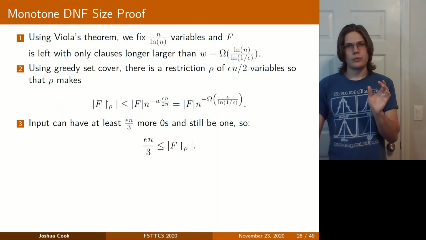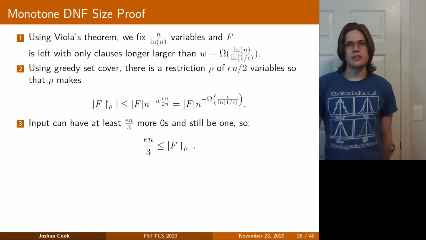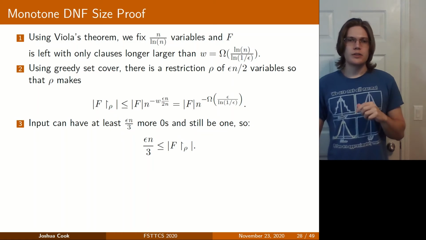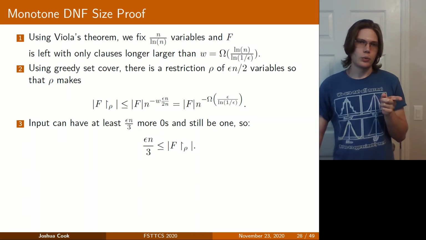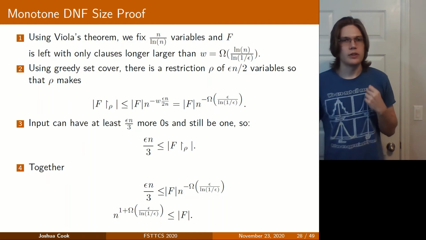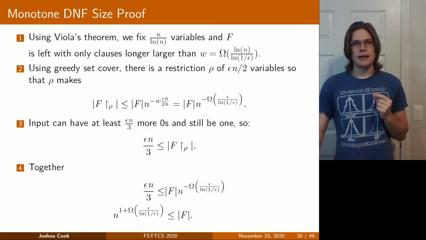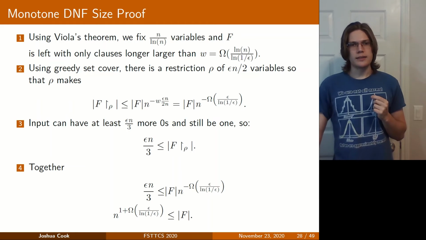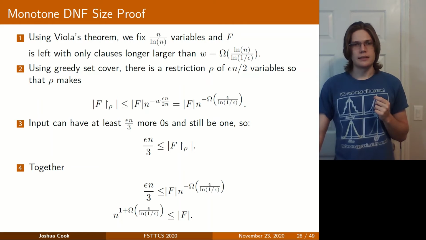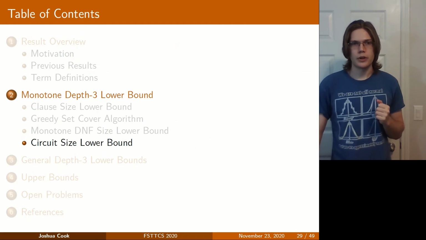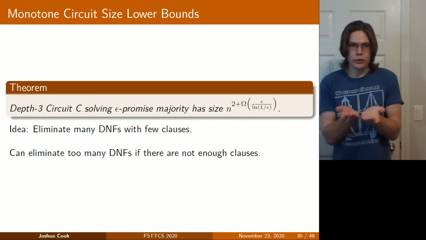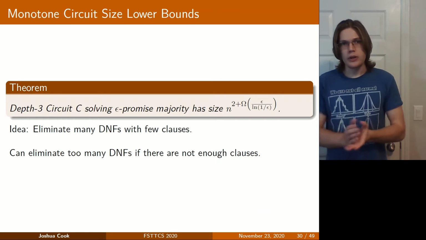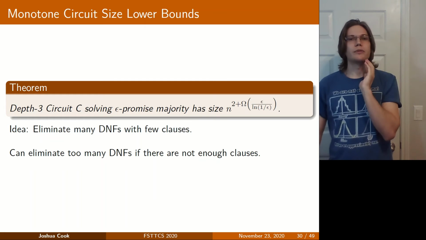And so it has to have at least epsilon n over 3 clauses, so that way it doesn't violate condition 1. So when we put this together, this implies that the size of f has to have at least n to the 1 plus this positive constant number of clauses. Okay. Now we can apply all of this together to get our circuit size lower bounds.